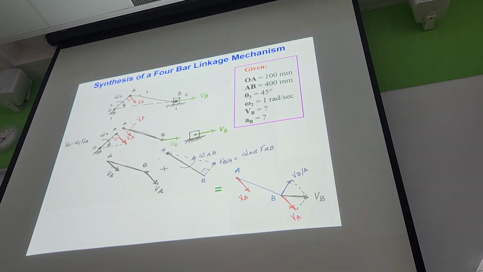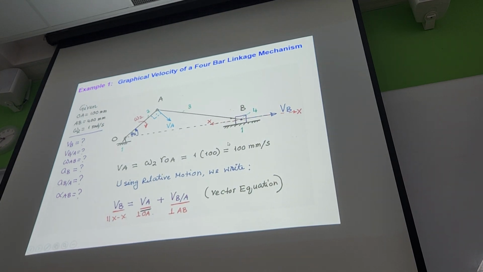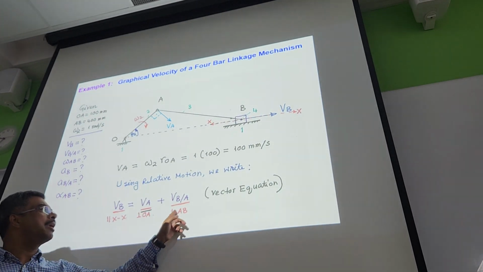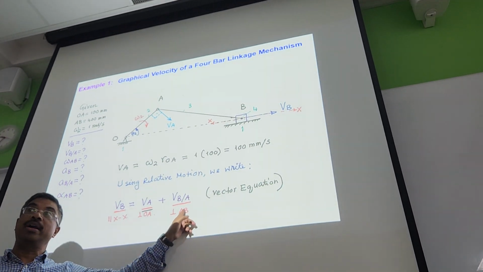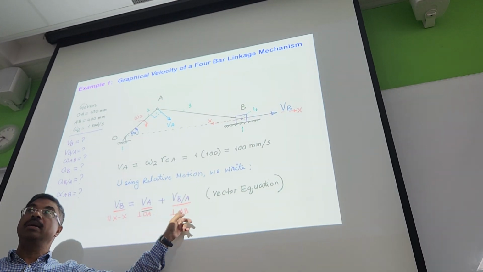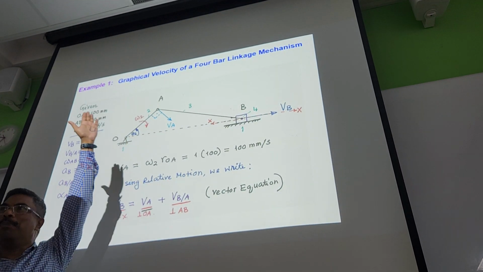So now we say yes, we know its direction. We are saying it is perpendicular to AB. Look at here very carefully. I'm not saying that it is going up. We'll see what our graphical method says, because we synthesized the mechanism, that's how we know it is going up. Clear to everyone?